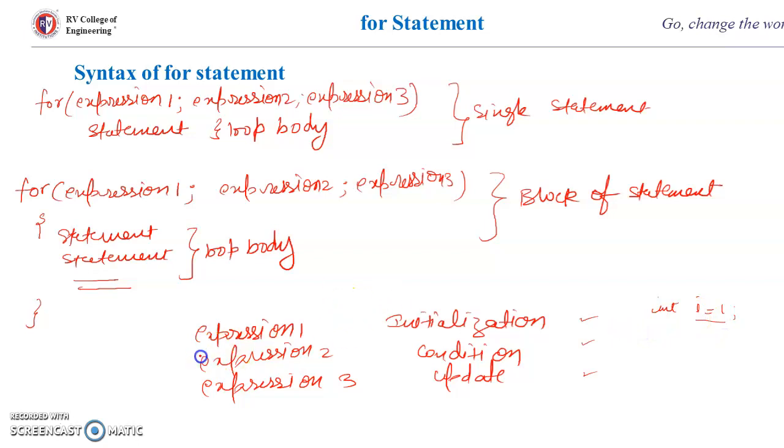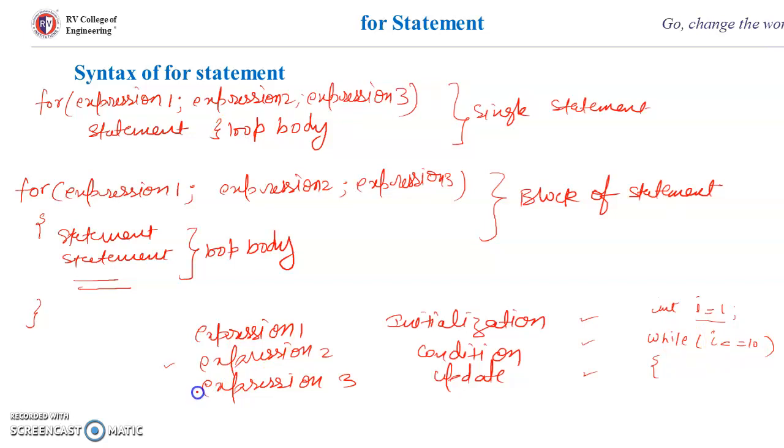Expression 2 is a condition, and that is tested before each iteration of the loop. Like in the while loop, we used to write while i less than or equal to 10. That was the condition expression, so that is my expression 2 here.